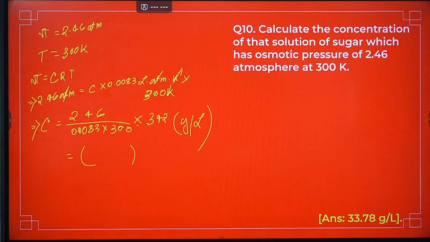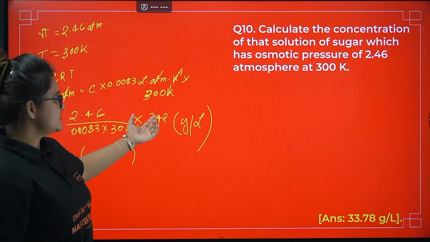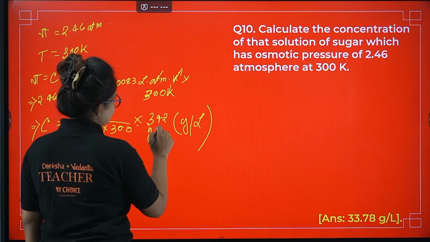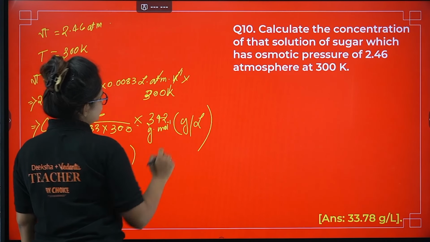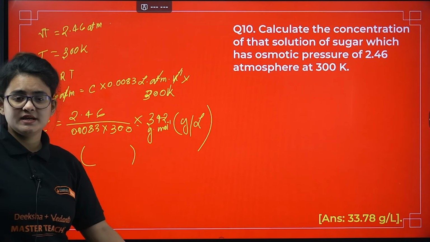I guess it is clear. Initially you will get it in mole per liter, but once you multiply this with the molecular weight, which is basically gram per mole, you will end up with the gram per liter unit. I guess this is clear to you.